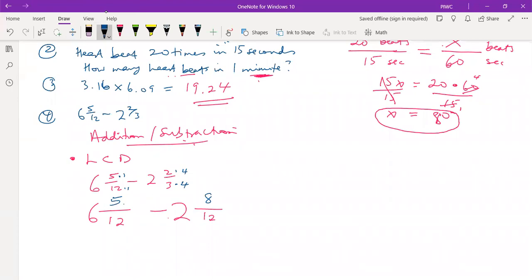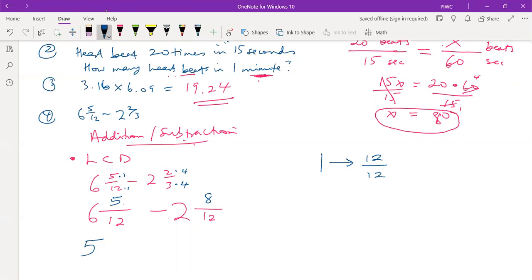Please look at what I'm doing here. I'm going to borrow 1 from the 6, 1 whole number. So I'll be left with 5 whole numbers, right? But the one that I borrowed is always in terms of the denominator. So I'm taking 12 parts out of the whole 12 parts. That's the same as 1, right? So it's 12 out of 12 parts.